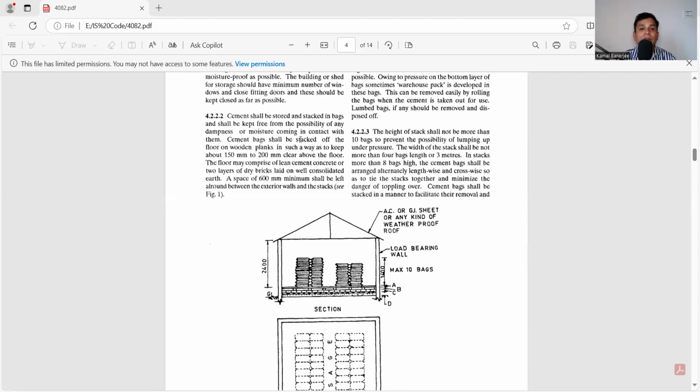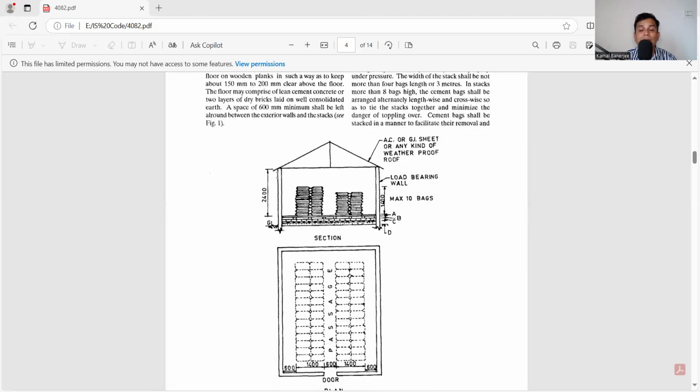So what it is saying: cement bags shall be stacked on a floor on wooden planks in such a way as to keep about 150 to 200 mm clear above the floor. So it cannot be kept on the side, right above the floor. It should be at least 150 to 200 mm clear above the floor. See, here the guidelines are given.